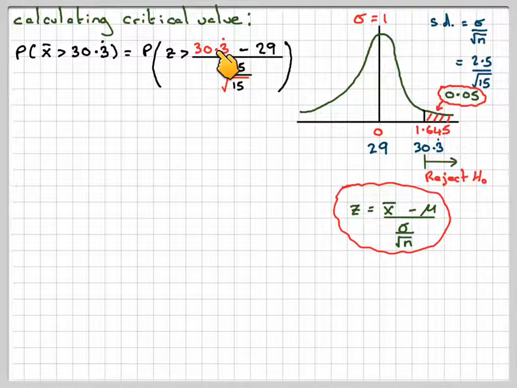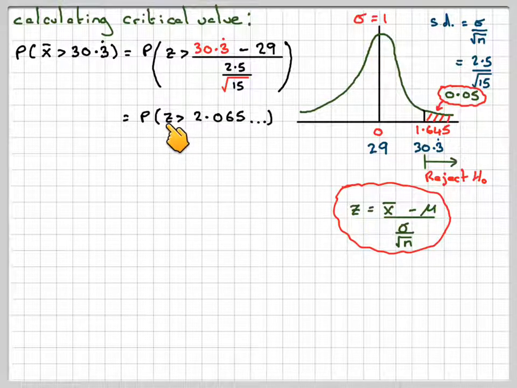And make sure you put 30.33333 or the fraction in your calculator. That gives you the probability that z must be greater than 2.065. Now, where is that on this scale here? Well, 2.065 is somewhere over here. So at this point, you put a mark. So I've got a blue mark there, roughly where it is.